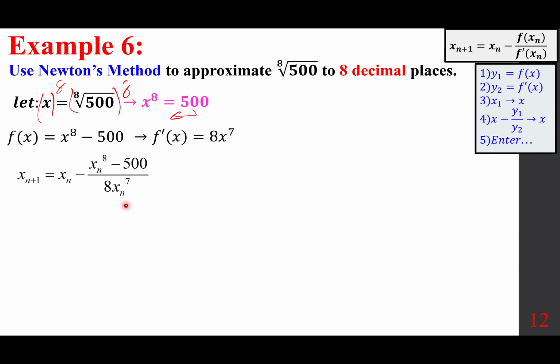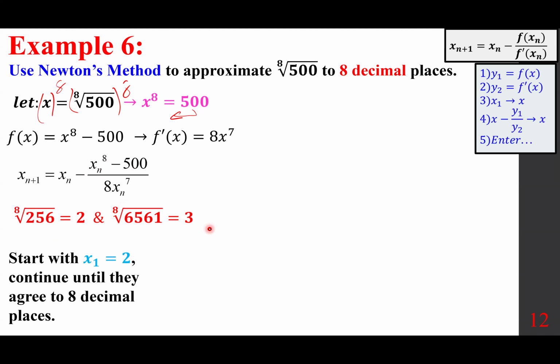Now, where do you begin? Because it's not given. I hope you know that you can use a calculator to see that the 8th root of 256 is 2, the 8th root of 6561 is 3, and you can start with one of them, for example, 2. And by the way, if you don't have a calculator, maybe you're going to get something closer, okay? It's because it's between 2 and 3, like maybe, I don't know, 2.5. But anyways, continue until they agree to 8 decimal places. That's the process. So I'm going to look at a couple of them.